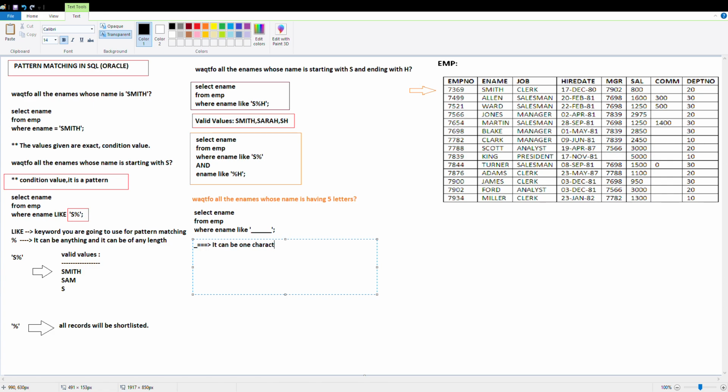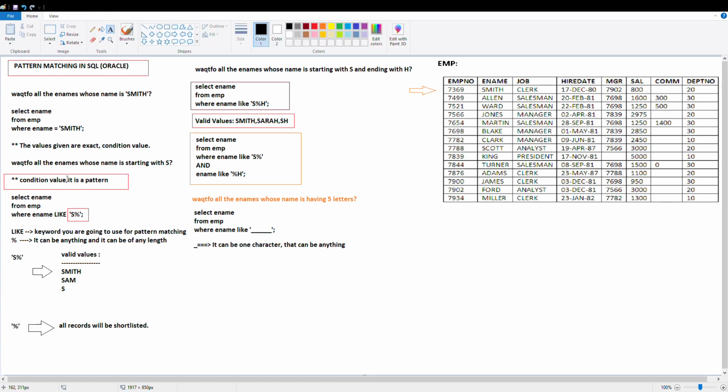Hopefully my spelling is right. One underscore is one character that can be anything, but it should be only one character. In case of underscore, if I use five underscores, what does it mean? Five letters, and those letters can be anything. Okay, so that is how we have to look at it.